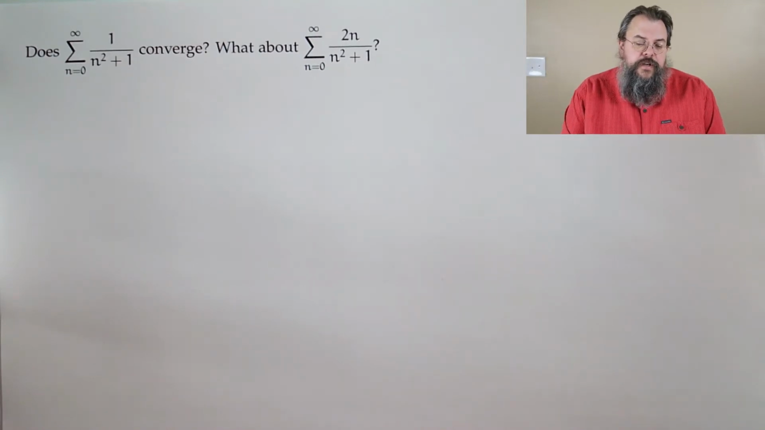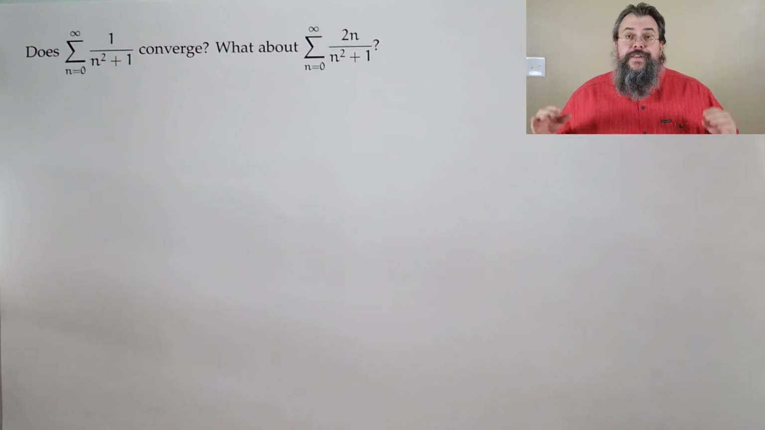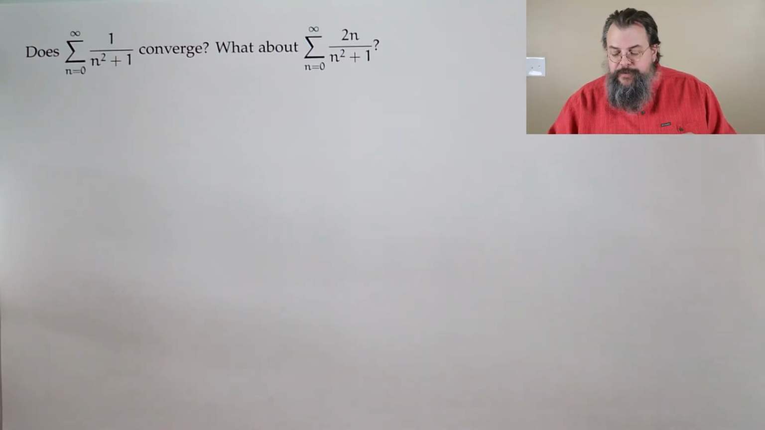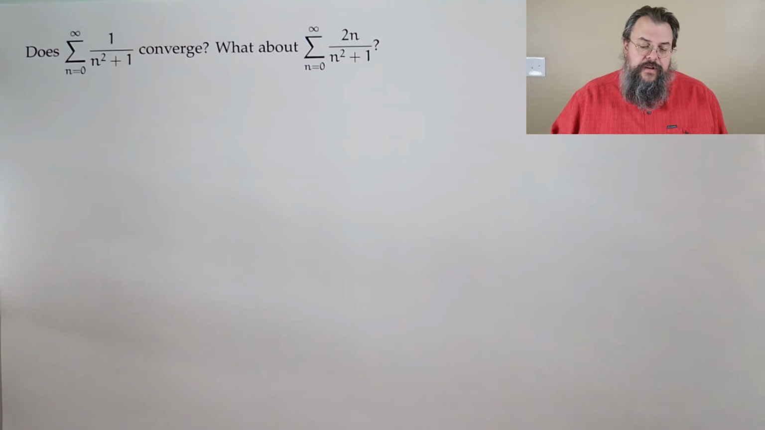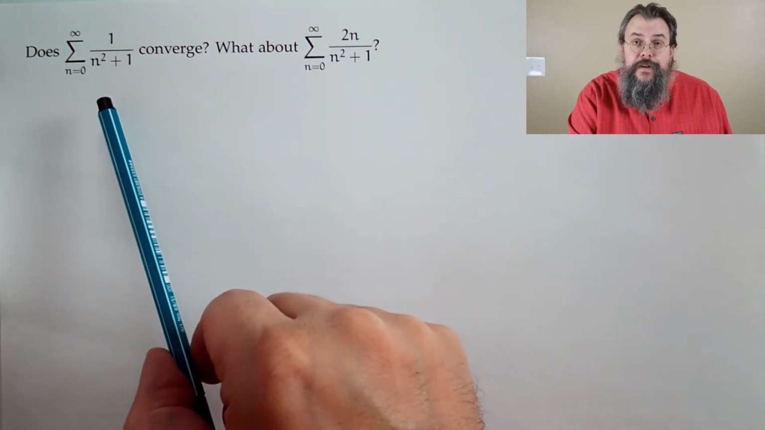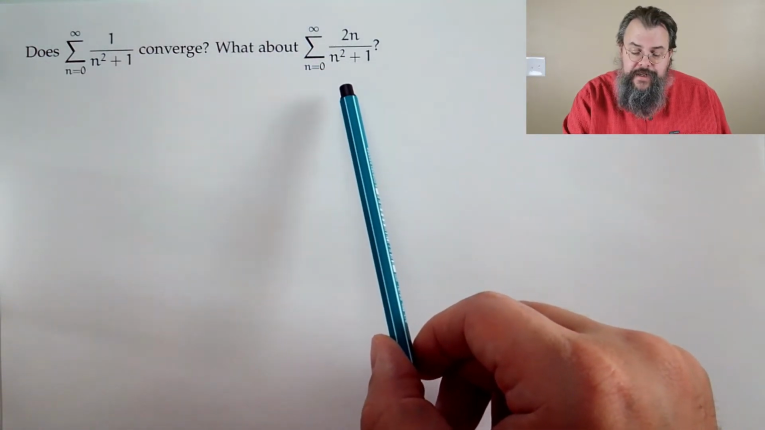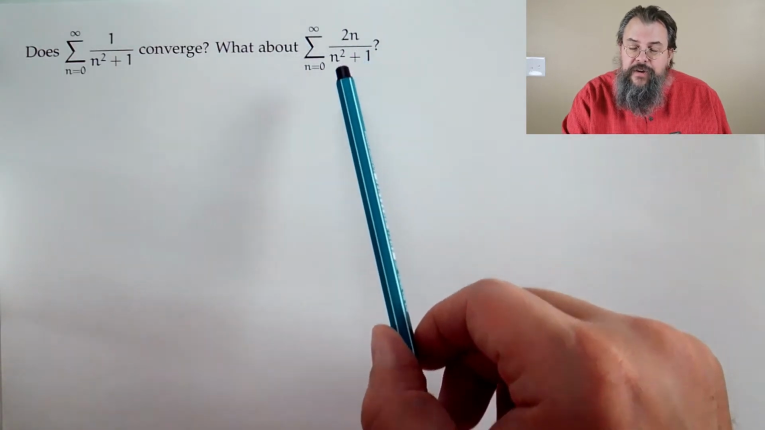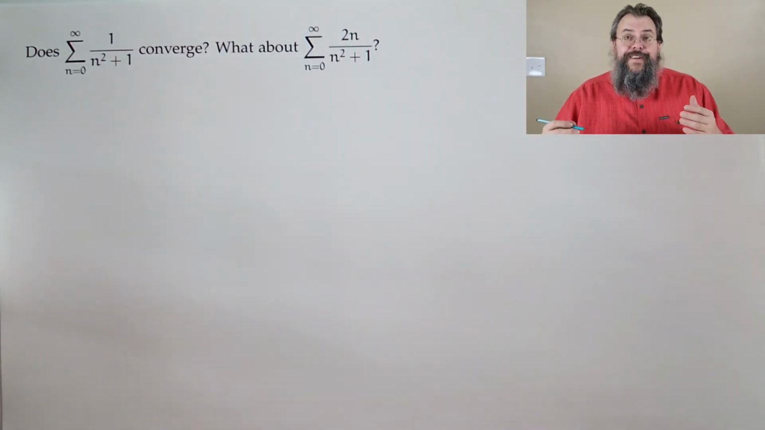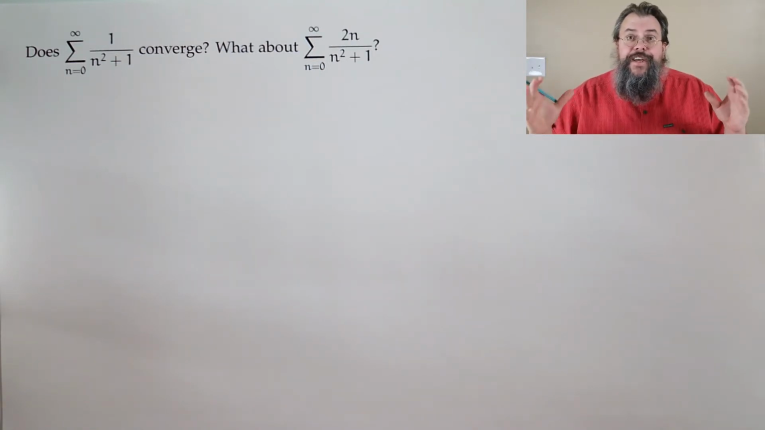Some other questions. Does the sum of 1 over n squared plus 1 converge? And how about 2n over n squared plus 1? Does that converge? Now, let's just apply our nth term test, our basic divergence test, and say, do the terms go to 0? Well, yeah, 1 over something squared, and that's getting huge. And here, yeah, it's also going to 0, right? Because look at the degree. The degree downstairs is larger. It's going to dominate. So, our basic divergence test tells us nothing.